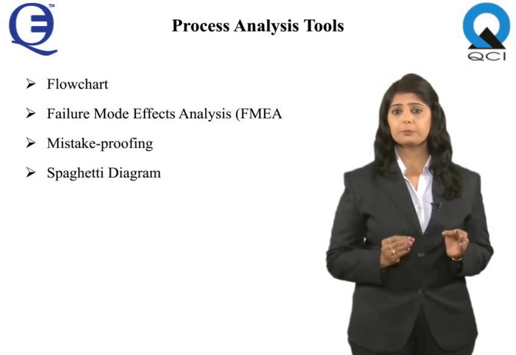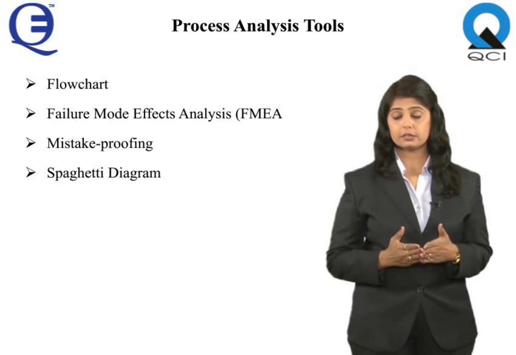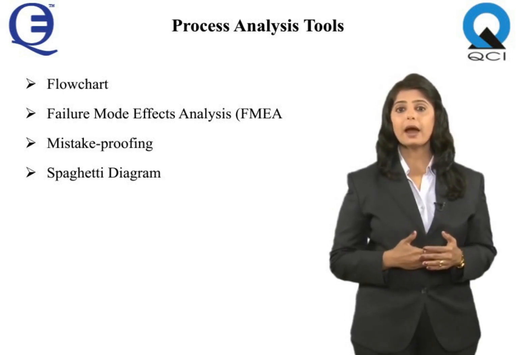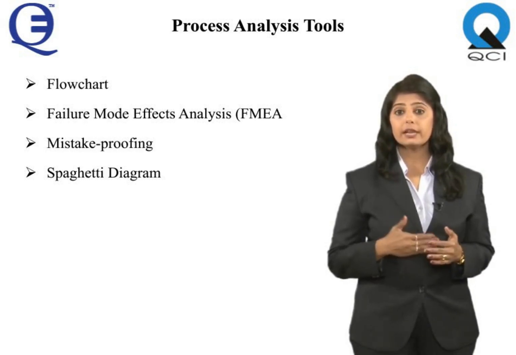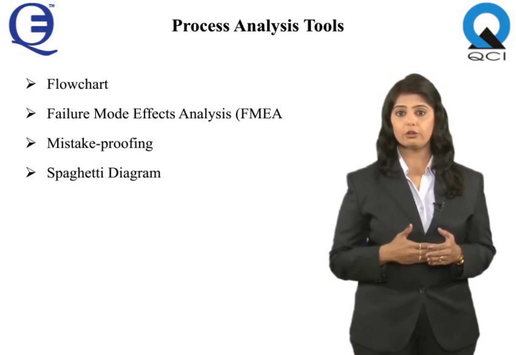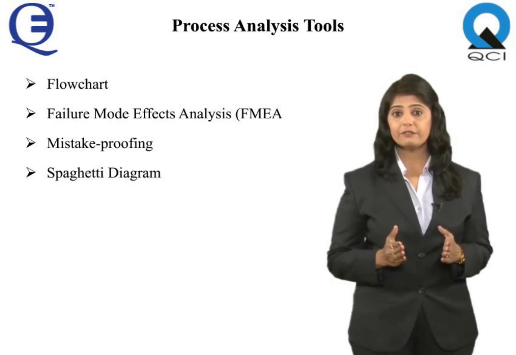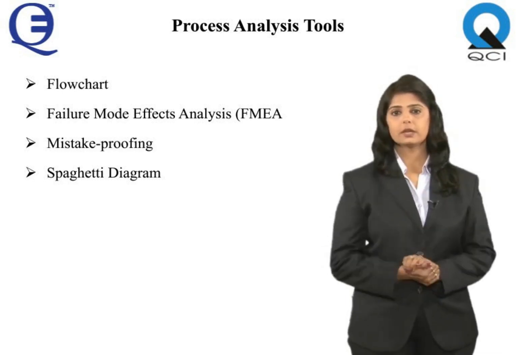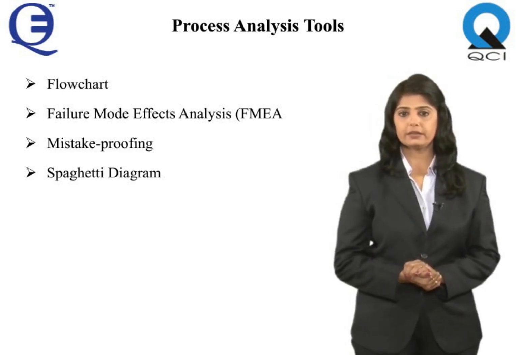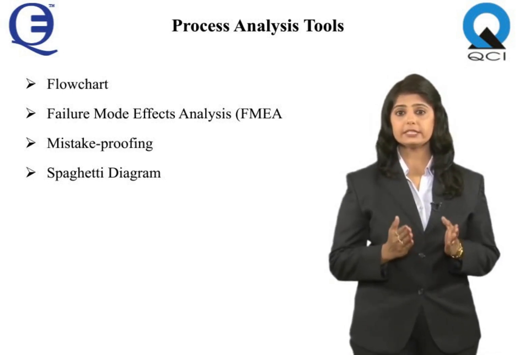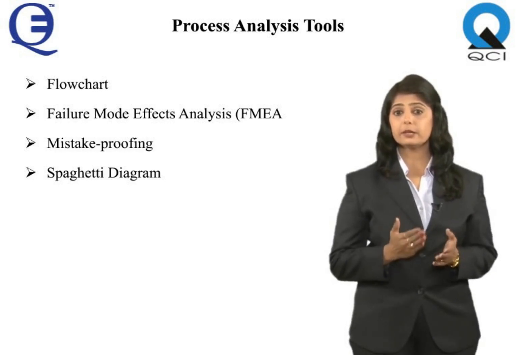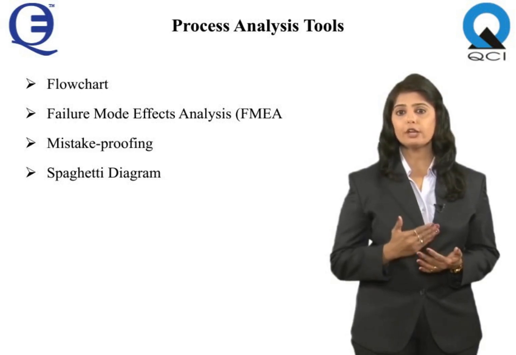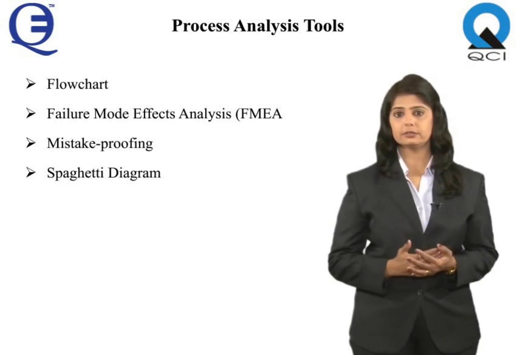It is a systematic, proactive method for evaluating a process to identify where and how it might fail and to assess the relative impact of different failures in order to identify the parts of the process that are most in need of change. 3. Mistake proofing. It is the use of any automatic device or method that either makes it impossible for an error to occur or makes the error immediately obvious once it has occurred.